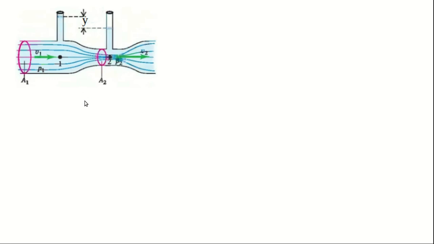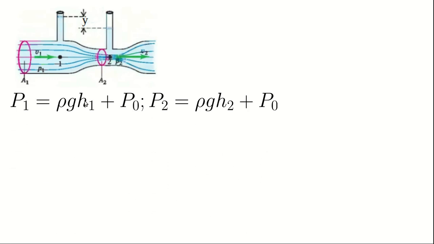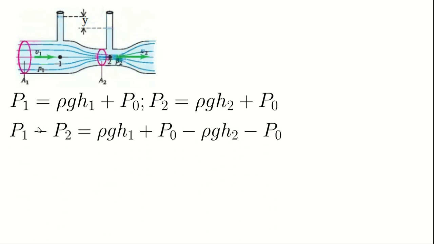So that we can have an equation like this. For P1, rho gh, this h is the height from this point to this side here, while for P2, this H2 is from this point to this point. Now if we take P1 minus P2, it will reduce to this expression, everything here minus everything here.